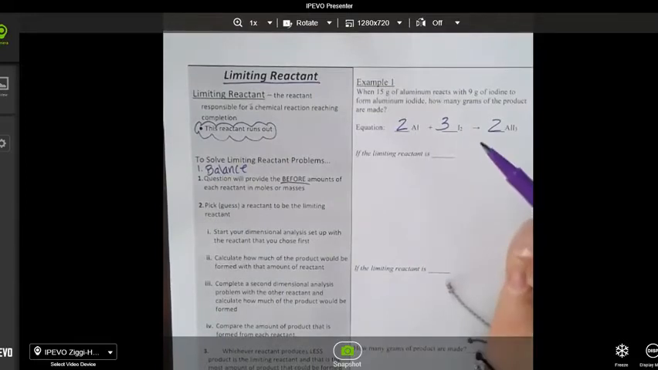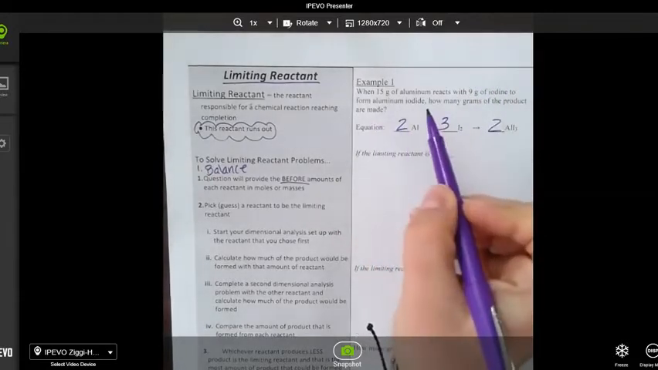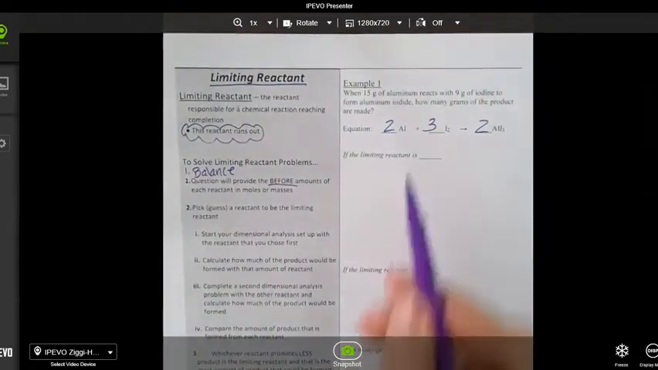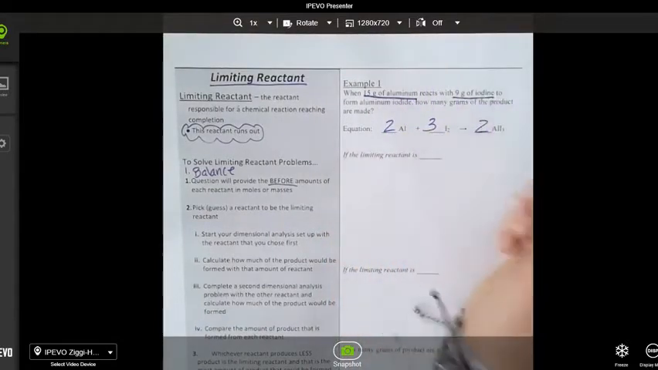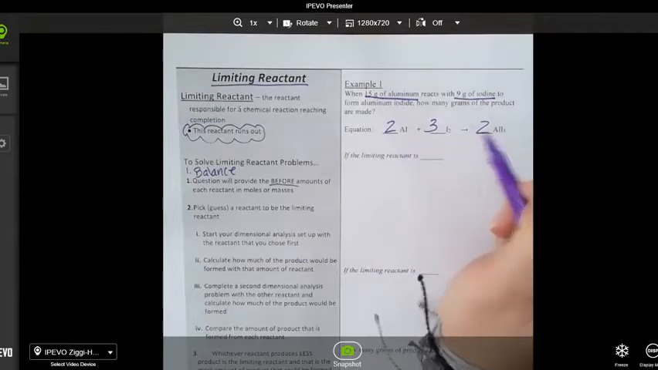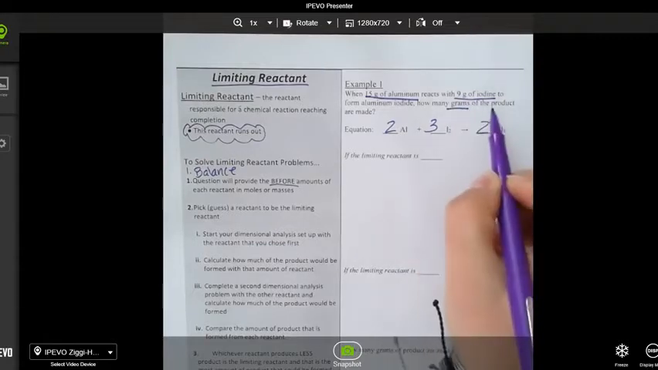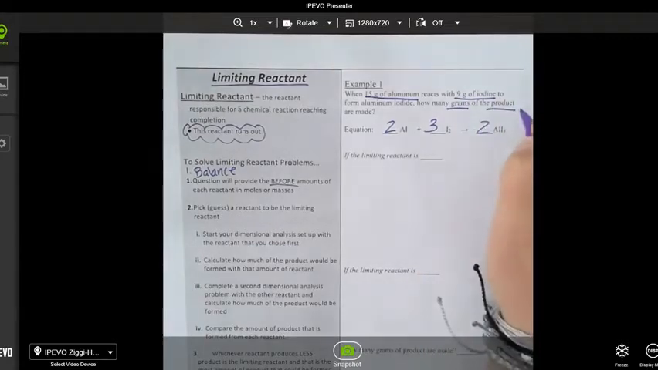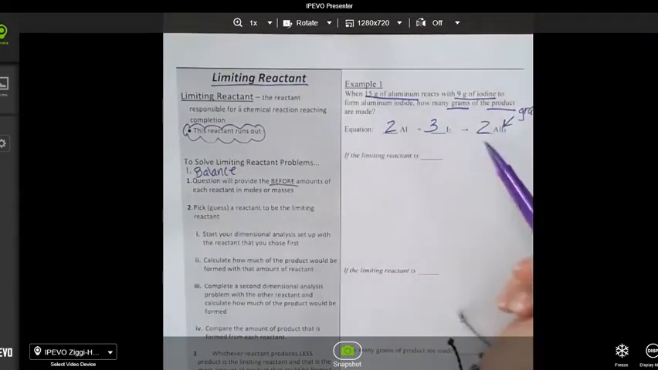All right, so what you want to do is take a look at the example and the problem. In this example, it says 15 grams of aluminum reacts with 9 grams of iodine. So 15 grams of this reacts with 9 grams of this to form aluminum iodide. The question is asking how many grams of the product are made. So this is asking us for grams of the product, and this is our product.